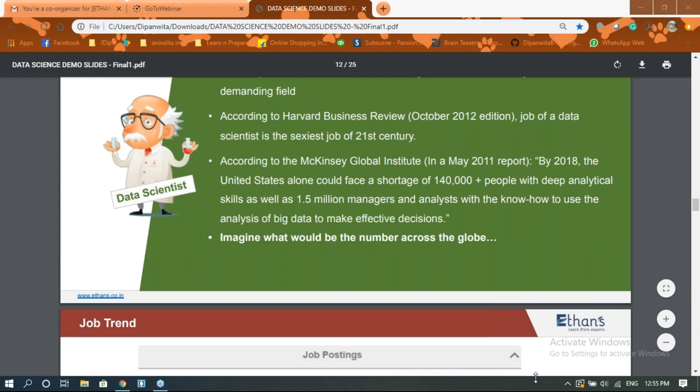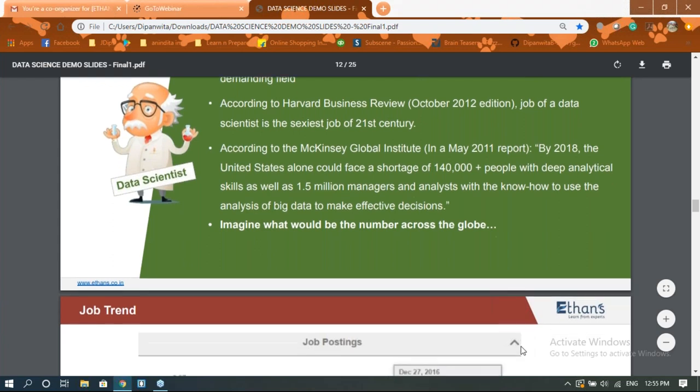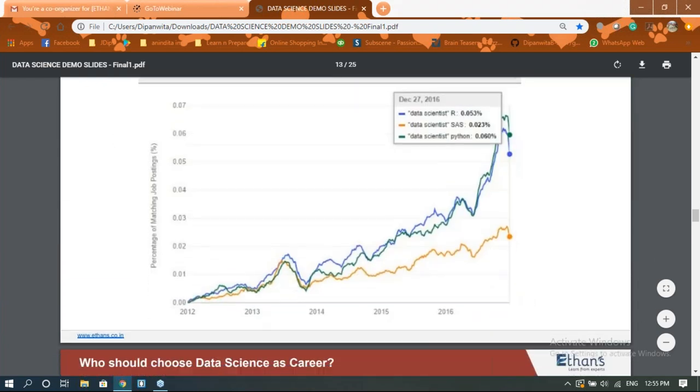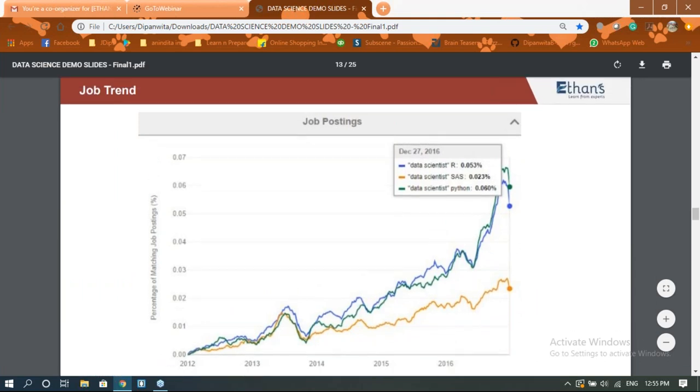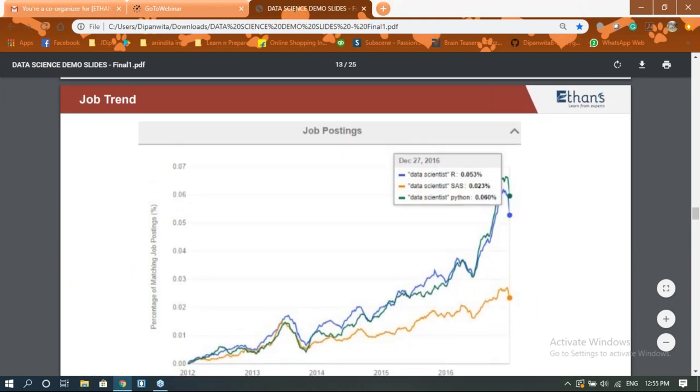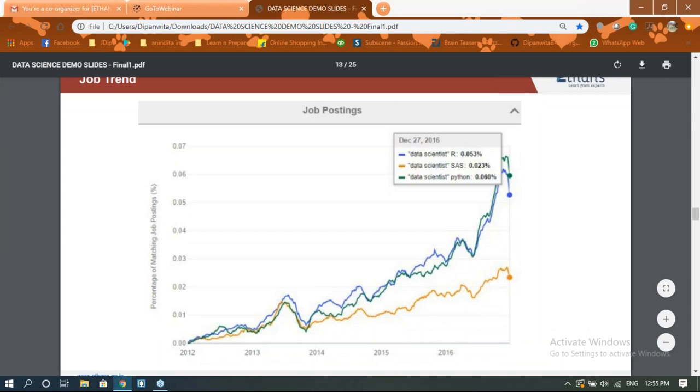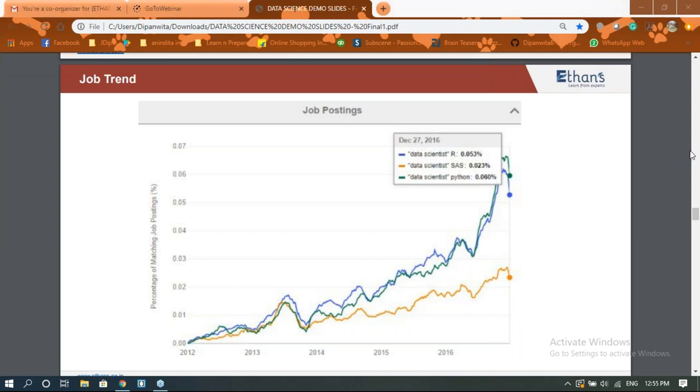Okay, so moving forward, job trends. As you can see, we have a steep curve for data scientist roles in R and Python. Now, Manish asked something: how does data science correlate with dashboards? I'm not sure which kind of dashboard you are talking about, Manish. Give me a one-liner.